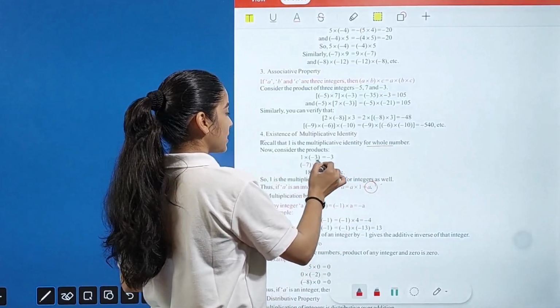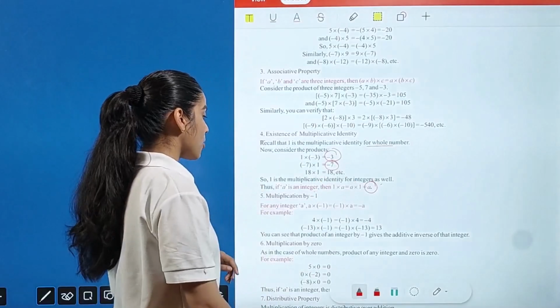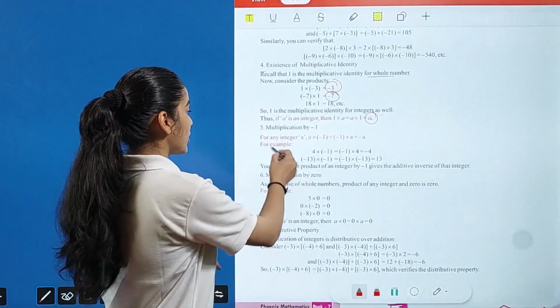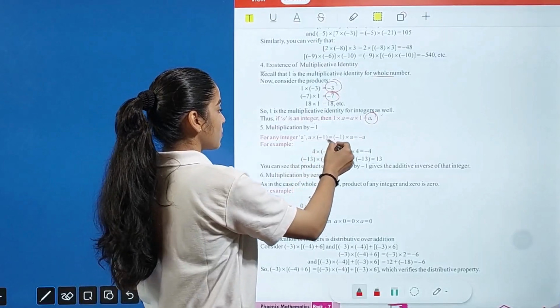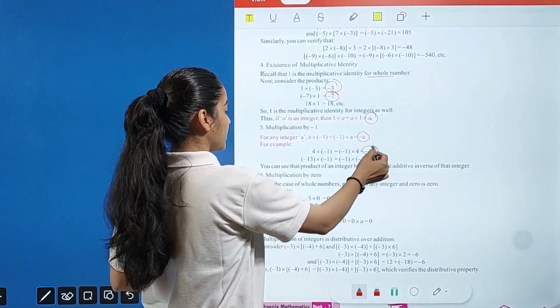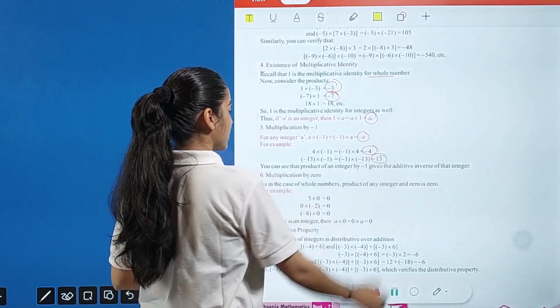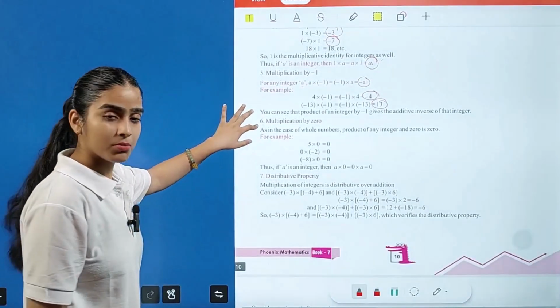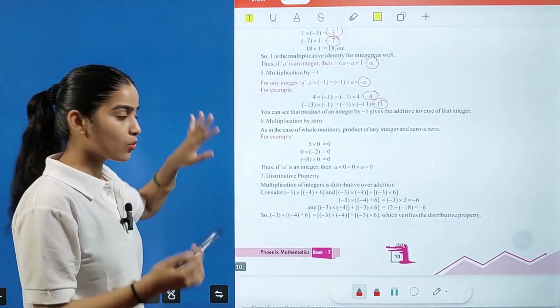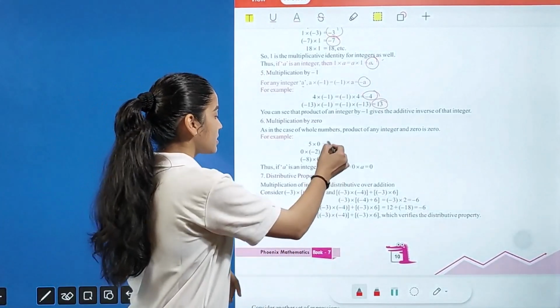So 1 multiplied by minus 3 is minus 3. Minus 7 multiplied by 1 is minus 7. Now multiplication by minus 1. For any integer a, a multiplied by minus 1 is equal to minus a. So 4 multiplied by minus 1 is minus 4. Minus 13 multiplied by minus 1: minus times minus is positive, so you will get your answer 13. Now multiplication by 0: the same as with whole numbers, whenever we multiply a number with 0, we get 0 only.